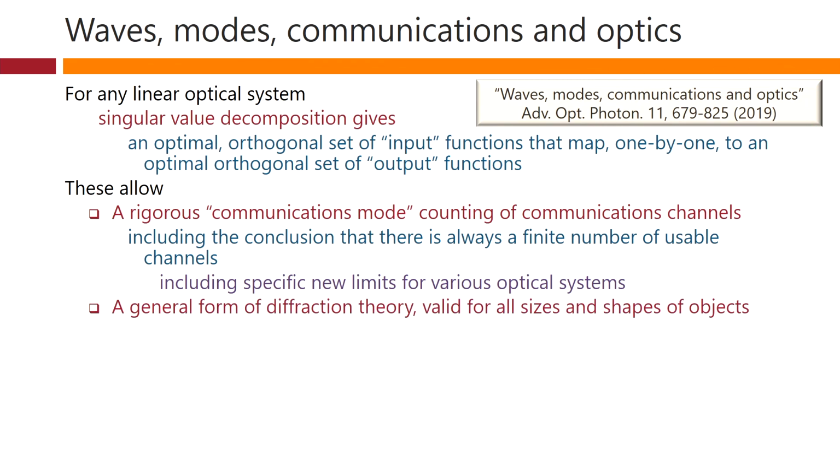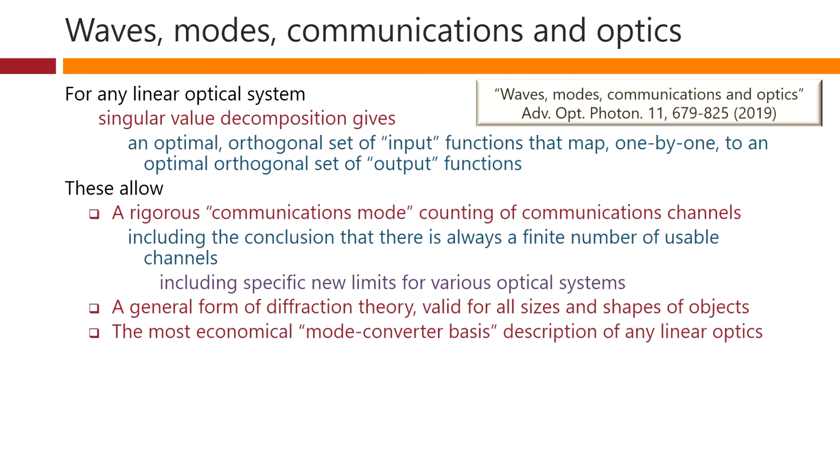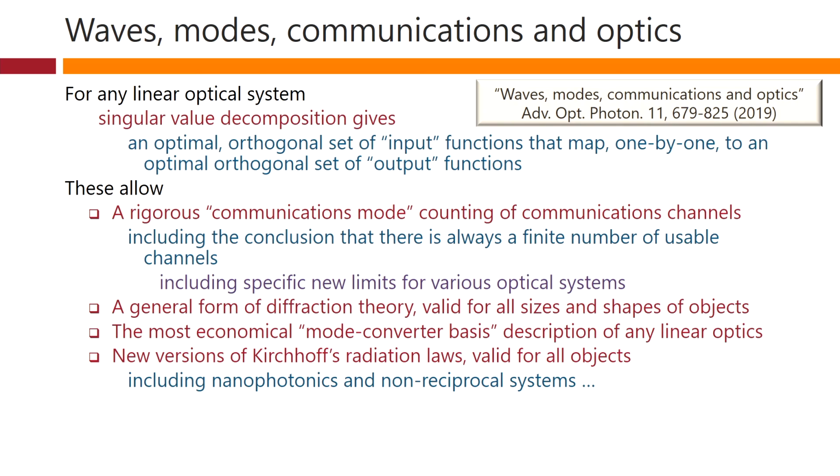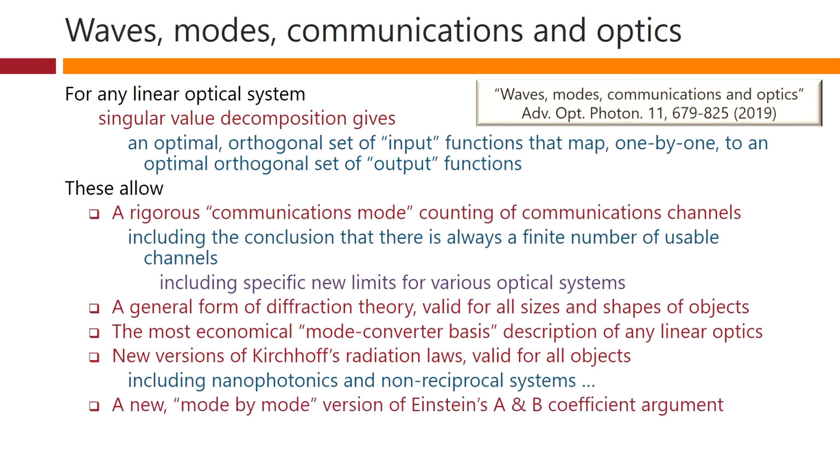It also gives a general form of diffraction theory, valid for all sizes and shapes of objects. It gives the most economical, what we can call mode converter basis description of any linear optics. It allows us to derive new laws, such as new versions of Kirchhoff's radiation laws, valid for all objects, and that includes nanophotonics and non-reciprocal systems, which was not the case for previous Kirchhoff radiation laws. And it allows different quantum mechanical results, for example, a new mode-by-mode version of Einstein's famous A and B coefficient argument that explains spontaneous and stimulated emission and absorption. And it also even allows a new quantization of the radiation field in any volume.